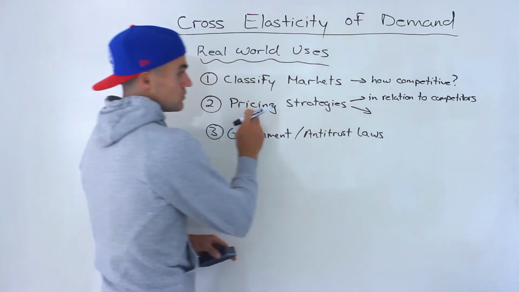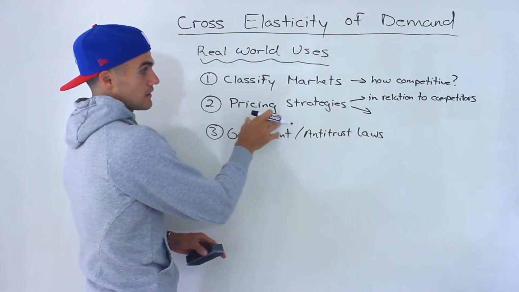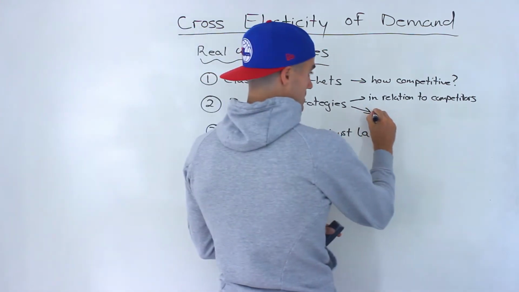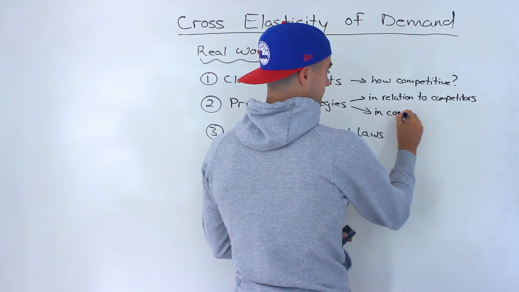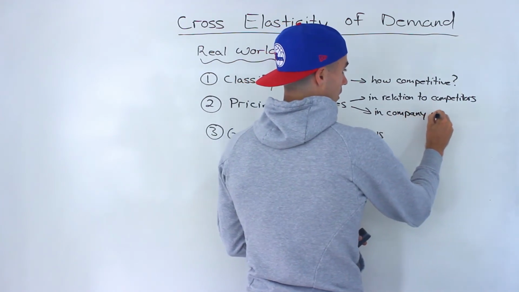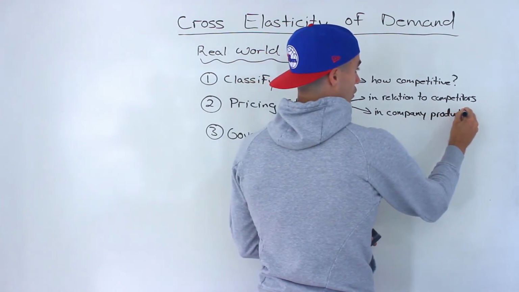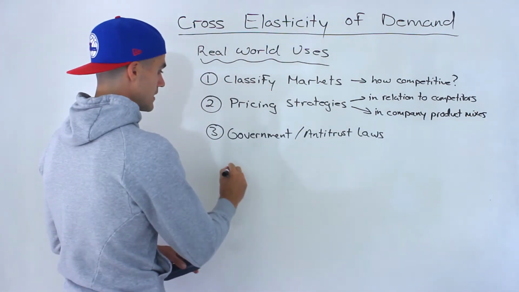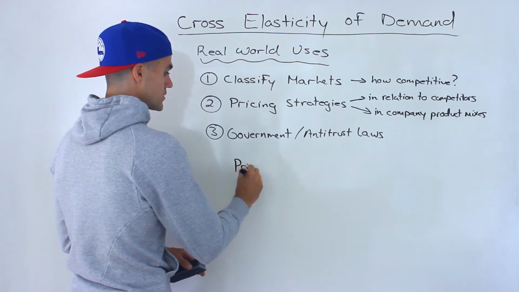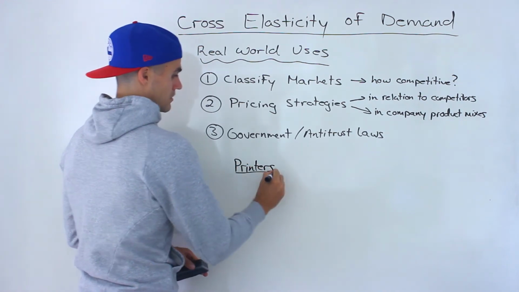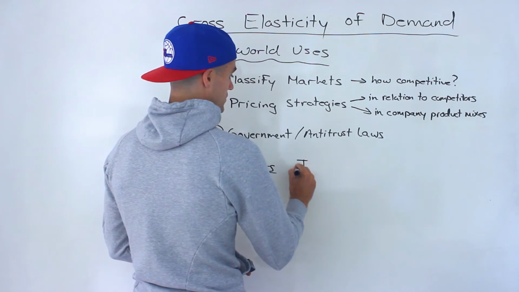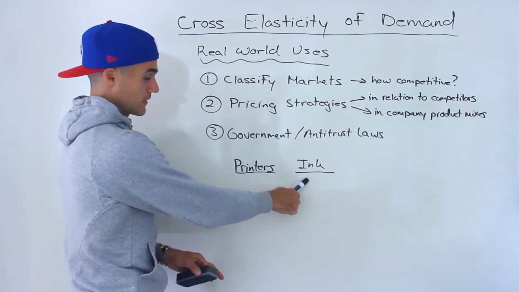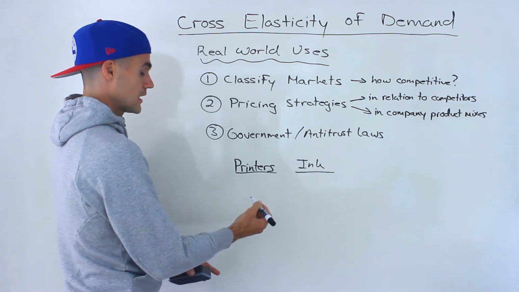But you can also use the cross-elasticity of demand in terms of in-company product mixes. So what I mean by that is, let's say that your company is selling two complements. Let's say that your company is selling printers and then printer ink. So these are two complements, right? So you're selling both of these.